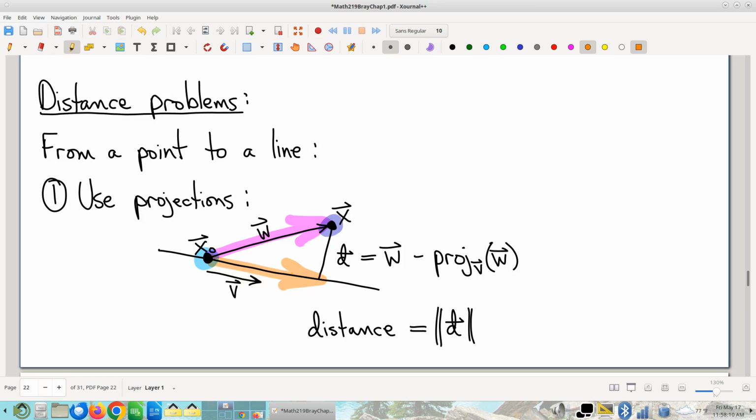But between the two of them, notice that if I take W minus the projection, that difference, no matter what x naught you pick, will always be perpendicular, and therefore that is the vector whose magnitude gives me the distance that we want.